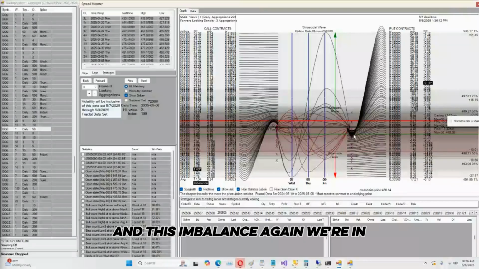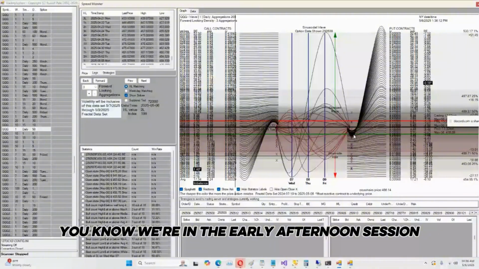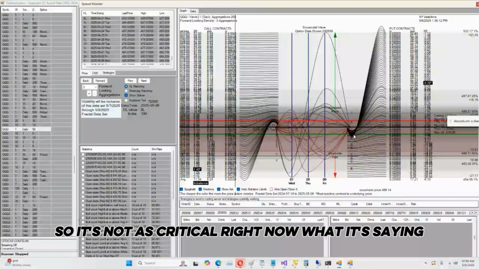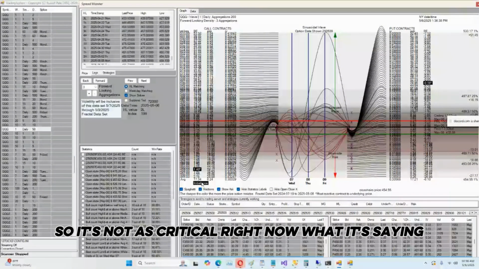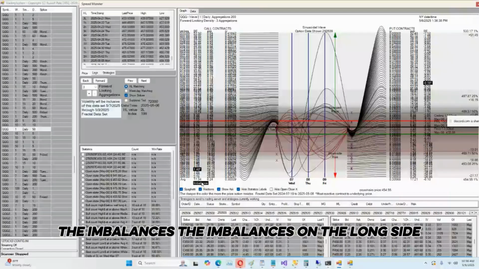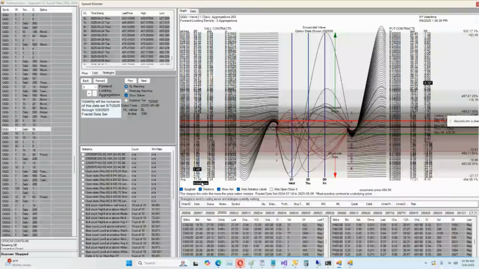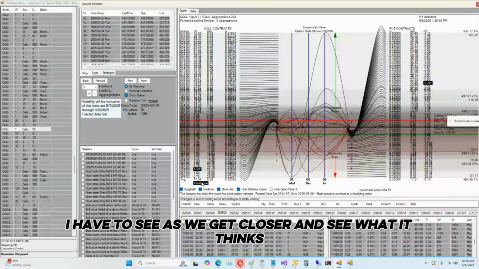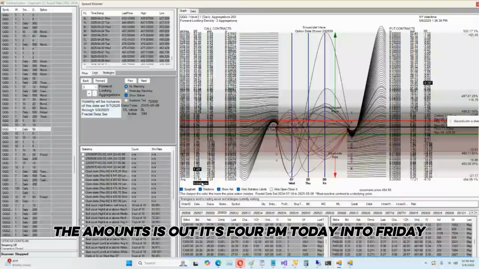And this imbalance again, we're in, kind of like, we're in the early afternoon session. So it's not as critical right now what it's saying, the long side. The imbalances on the long side. See as we get closer and see what it thinks the imbalance is at PM today into Friday.